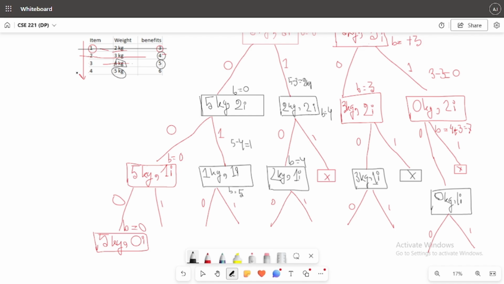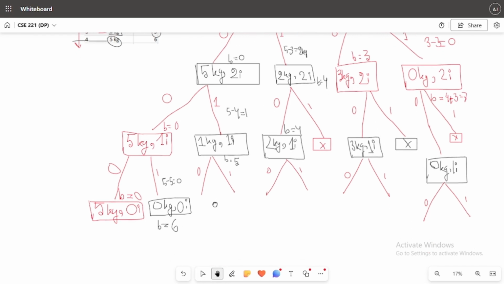So if we pick any item, then here for item number 4, it is 5 kg. Then 5 minus 5 will be 0 kg, right? So it is 0 kg, 0 items. Okay, and what is our benefit? Our previous benefit was 0 and it is 6, so 0 plus 6, the benefit is 6.